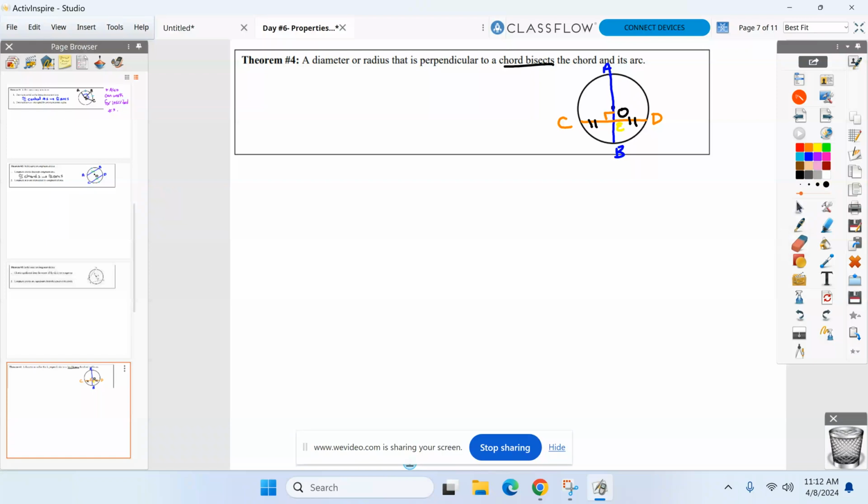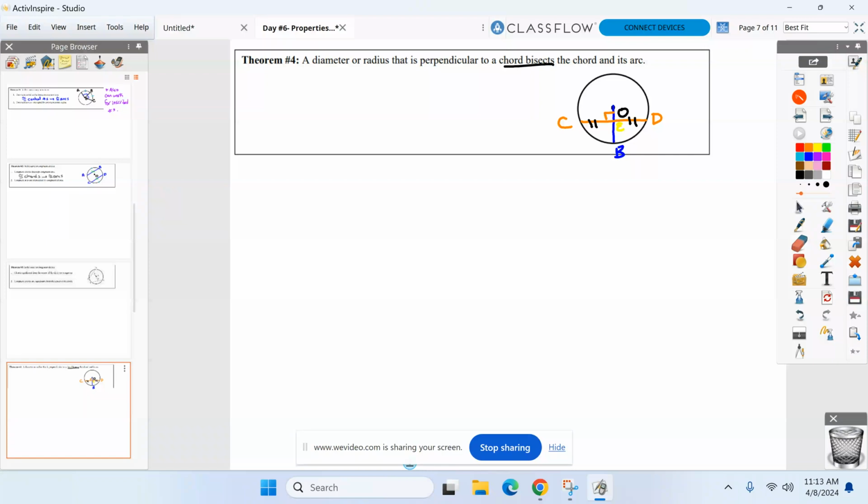Let me get rid of this part right now. You could only see that. What's OB? That's a what? Is it still part of a diameter? Then this still applies. All right? Just because you don't see a full diameter doesn't mean the fact doesn't apply. As long as it's part of a diameter that's perpendicular to a chord, it still works.